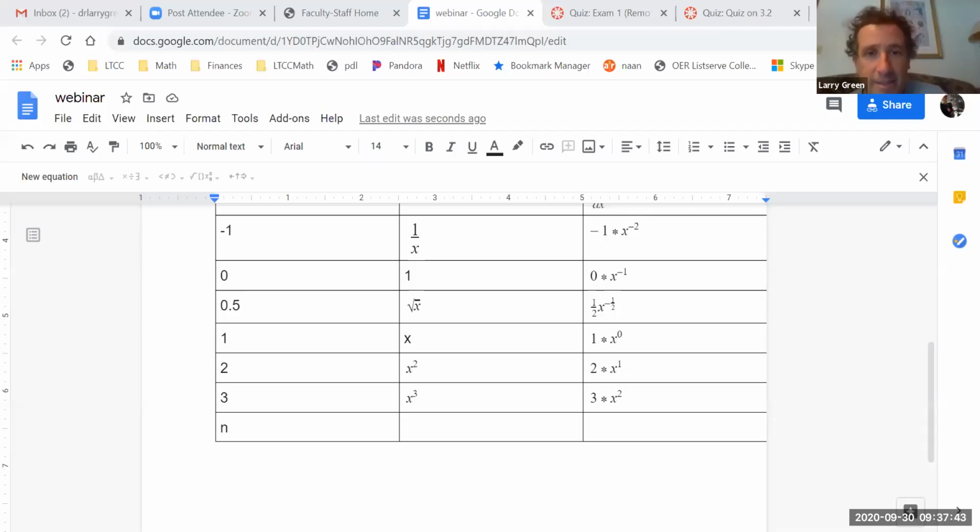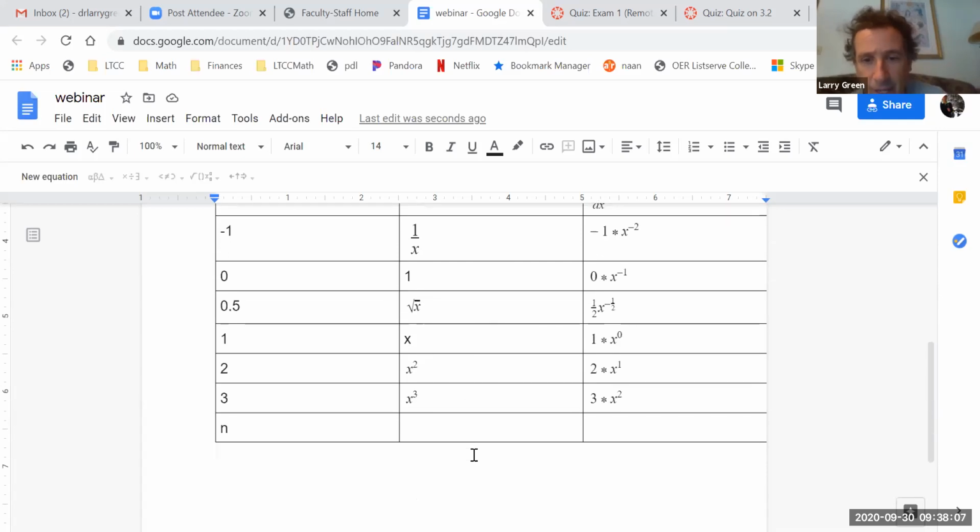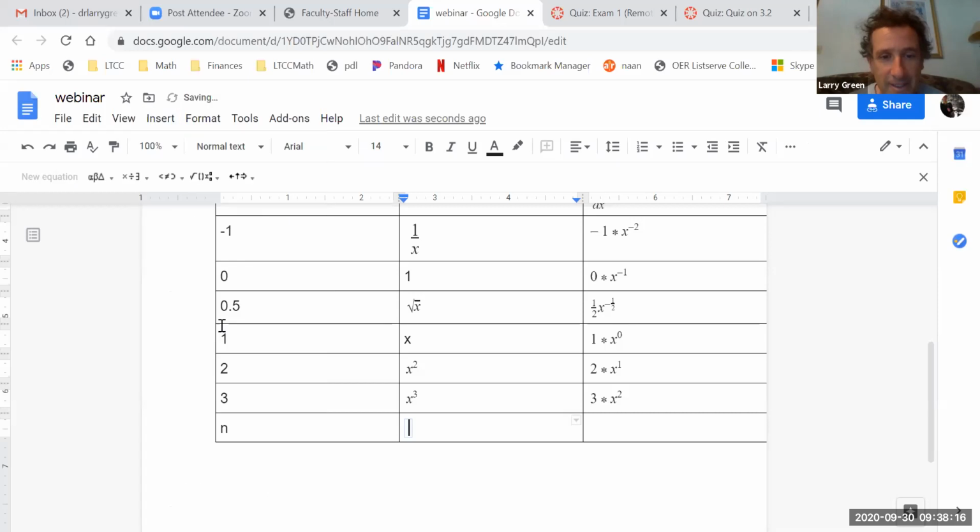And I want to go over this. If n is -1, we get -1x to the -2. If n is 0, we get 0x to the -1. If n is 0.5, we get 0.5x to the -0.5. If n is 1, you get 1x to the 0. If n is 2, you get 2x to the 1. If n is 3, we get 3x to the 2. All right. Now, what we want to do is we want to finish this off for everything.